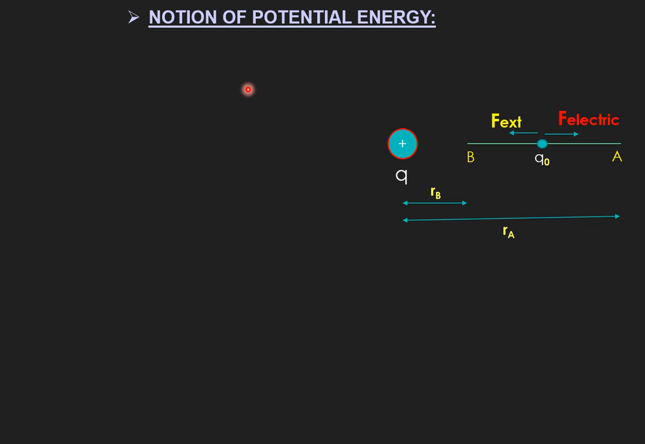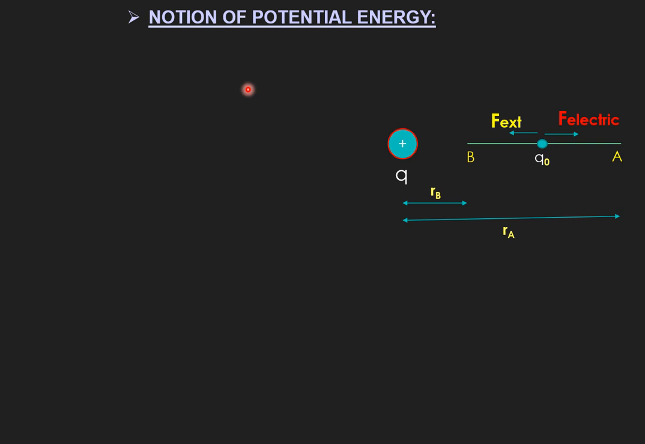In presence of that force field, we move a given test object against the existing force without accelerating it, by applying an external force opposite to the existing force, and hence we do work externally, and the same amount of external work appears as potential energy. So this is the concept of potential energy.